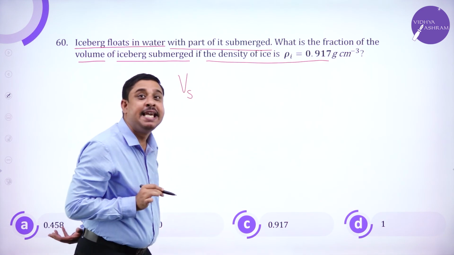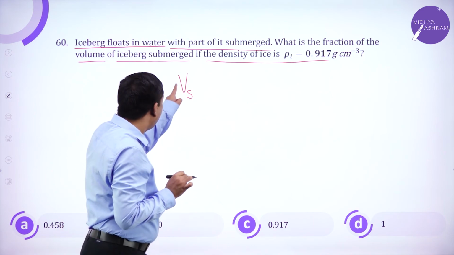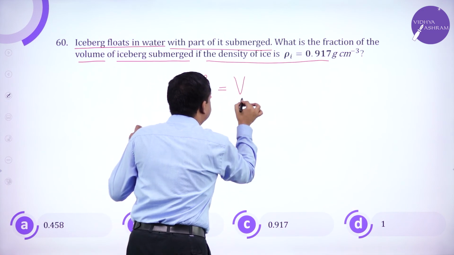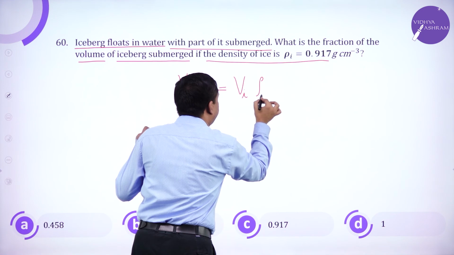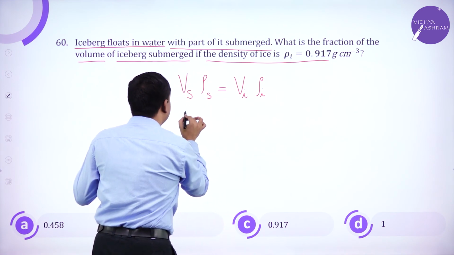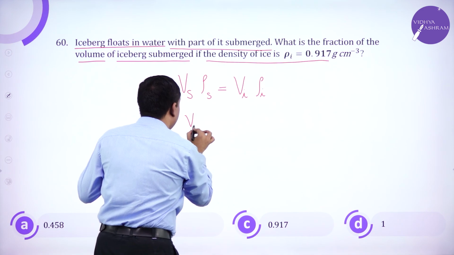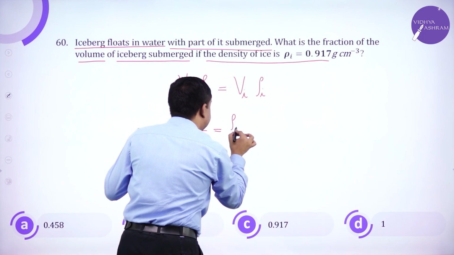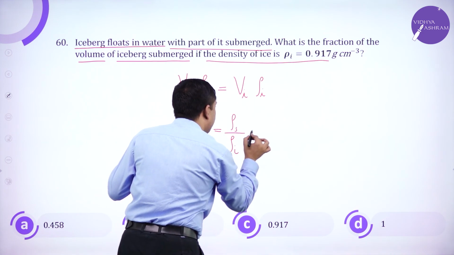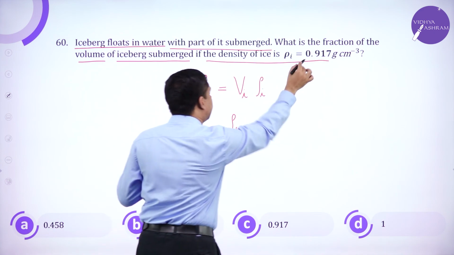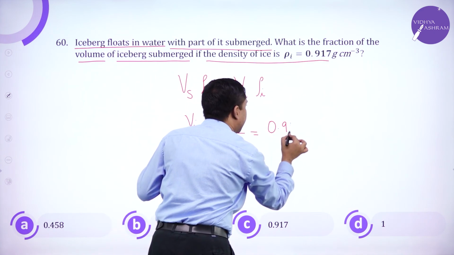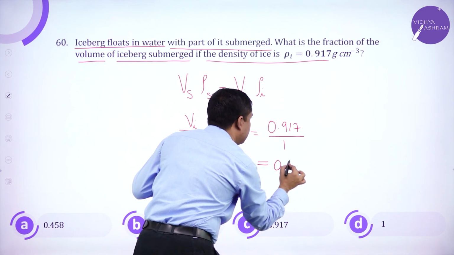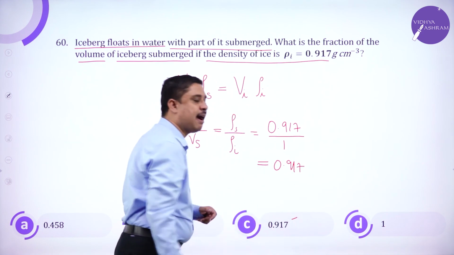Now it asks, what is the fraction of volume of iceberg submerged? So I use the equation of continuity. Volume submerged into density submerged is initial volume into initial density. I want the fraction, initial volume by volume submerged is density submerged by density initial. Density submerged is 0.917, initial density of ice is 1. So 0.917 should be the answer.